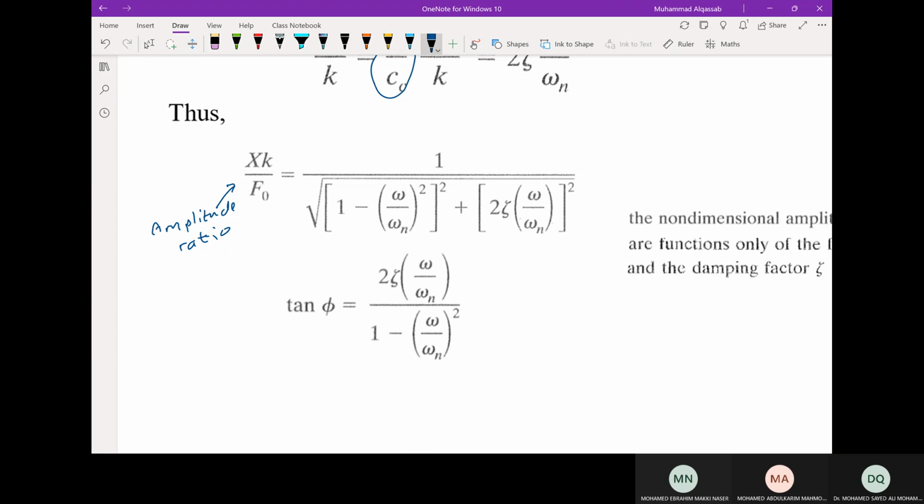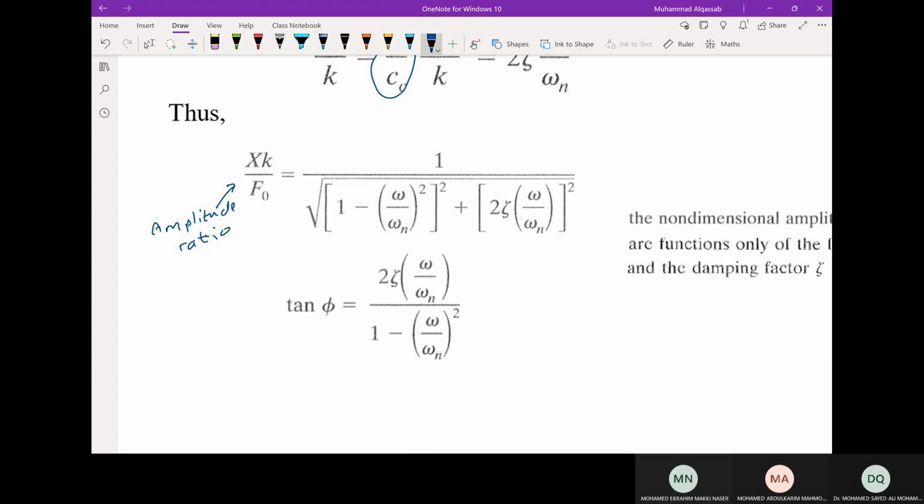Now, the amplitude ratio is reduced as a function of two parameters only, which are omega over omega n, a useful ratio because omega can be either less than omega n, equal to omega n, or greater than omega n, and zeta as well, which appears in 2 zeta omega over omega n. So we reduce the parameters to 2 only. That will be easy to study.